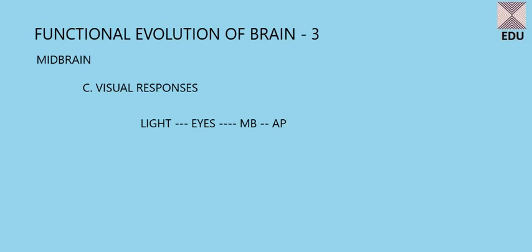Students, if you combine the functions related with the midbrain to the equilibrium, the vision, the auditory reflexes and the visual responses, you can give a good idea of the midbrain or the functional evolution of the midbrain in the case of different animals.